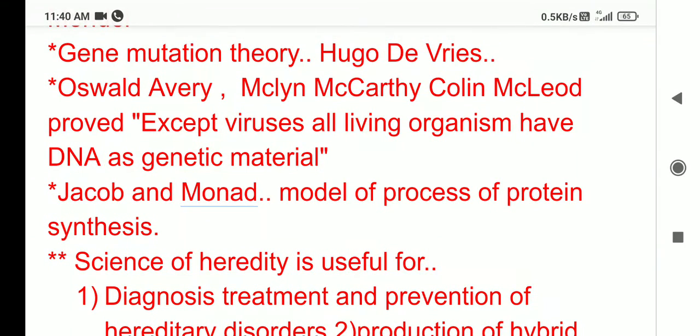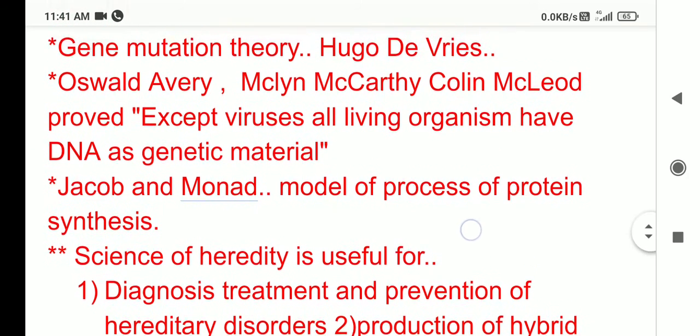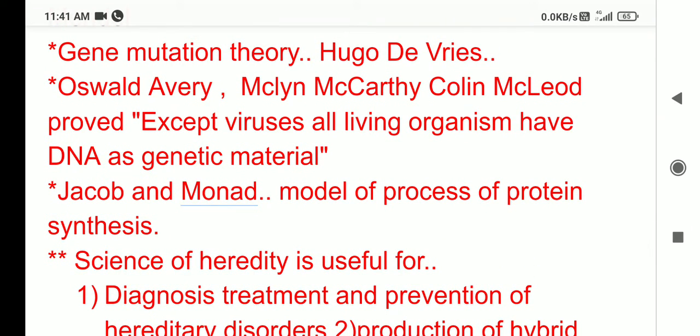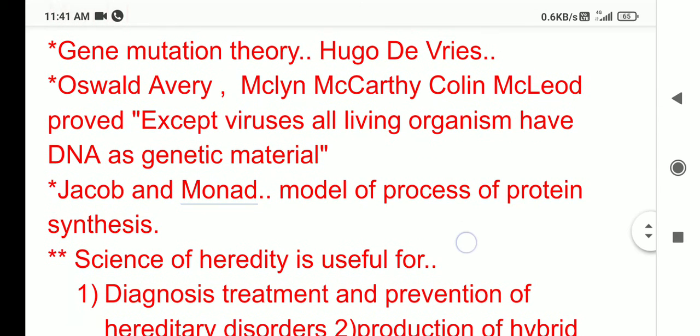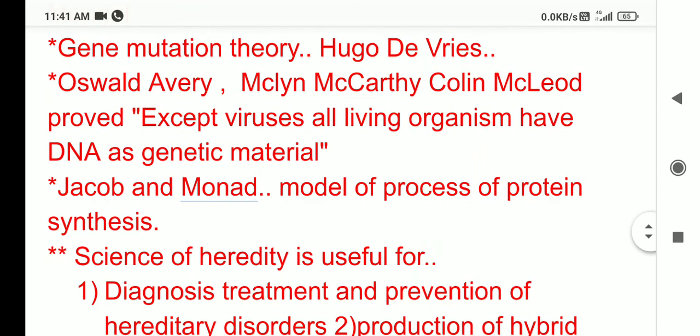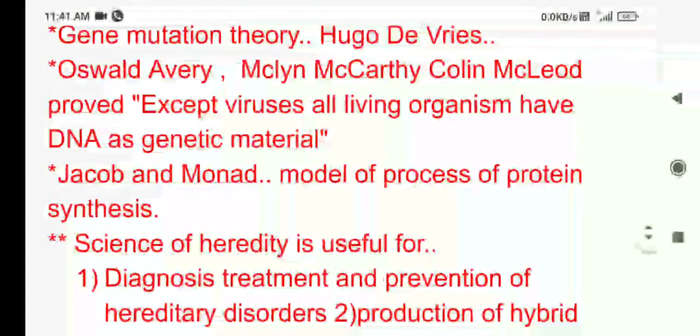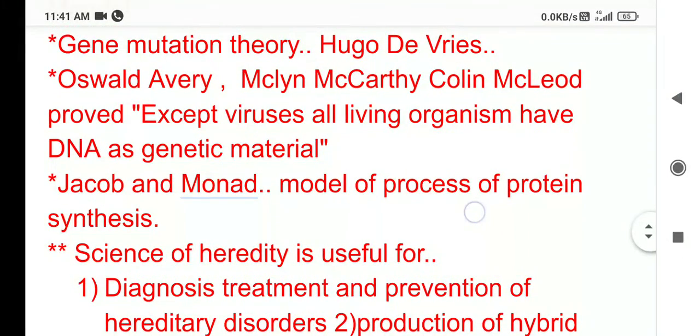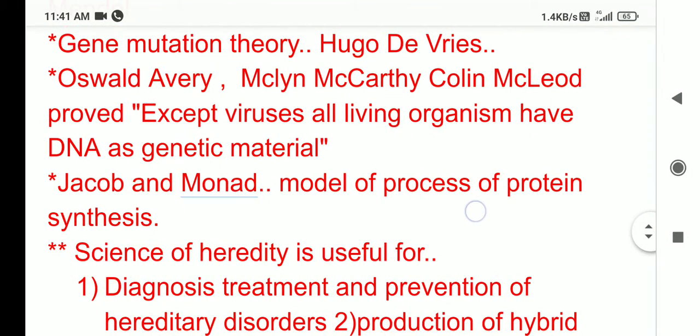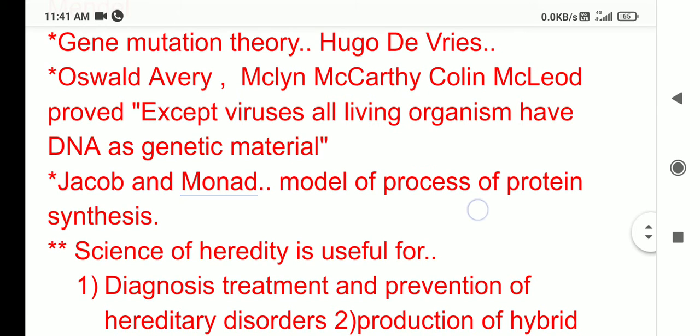Sometimes some characters appear suddenly in the offspring. Those characters were absent in the parent and the parents' parents also. And this happened due to sudden change in a gene. That may be a change in the sequence of nucleotides or other changes. And due to this, the gene mutates. This is explained by Hugo de Vries in his gene mutation theory.